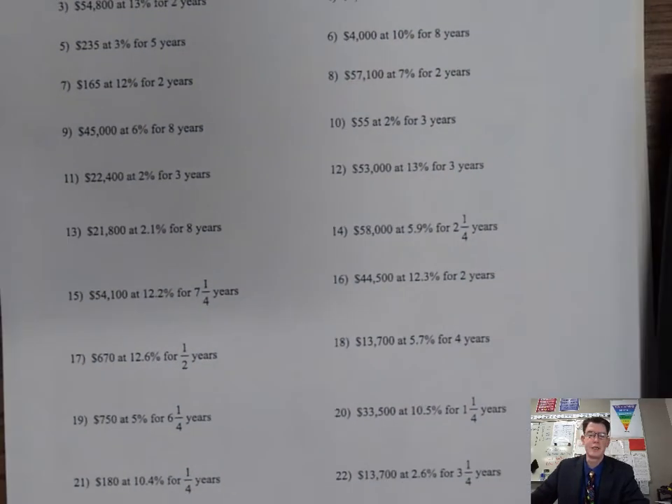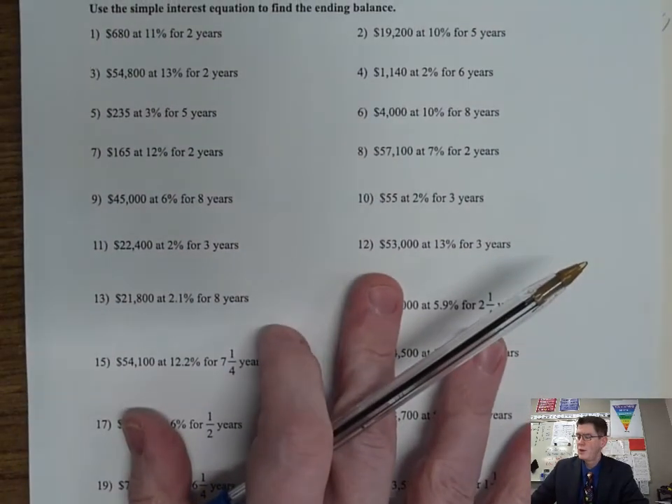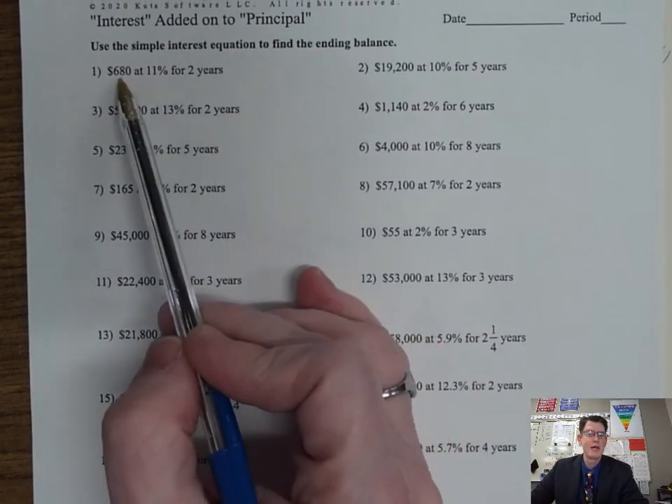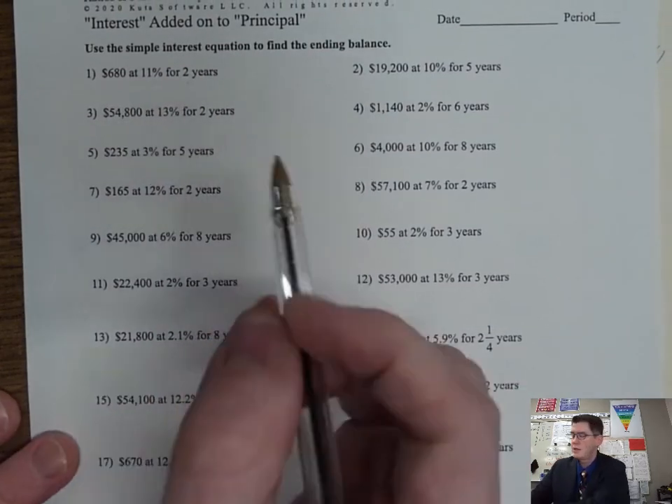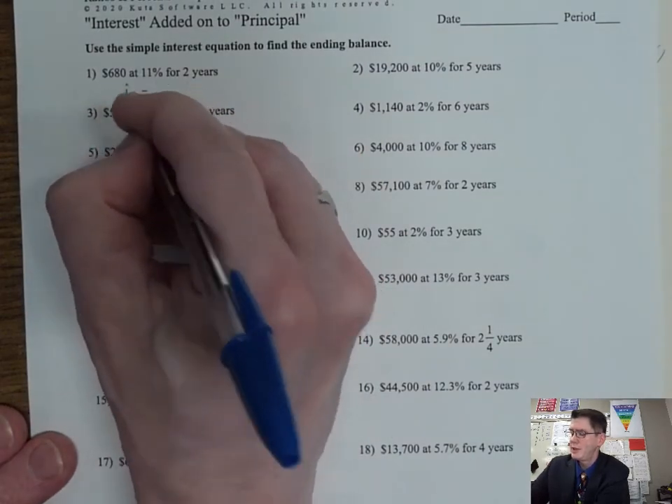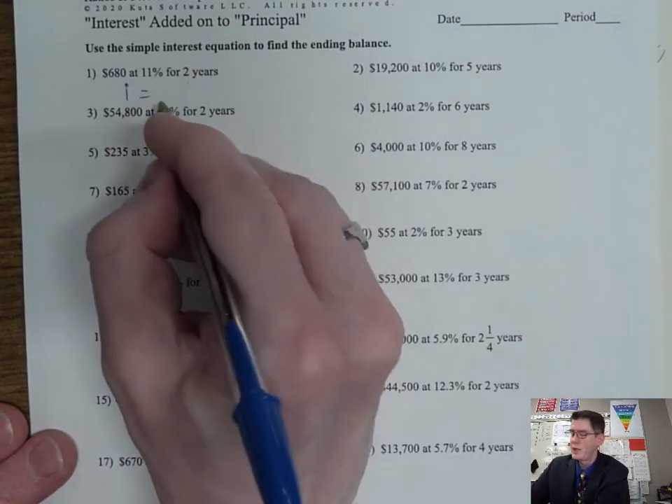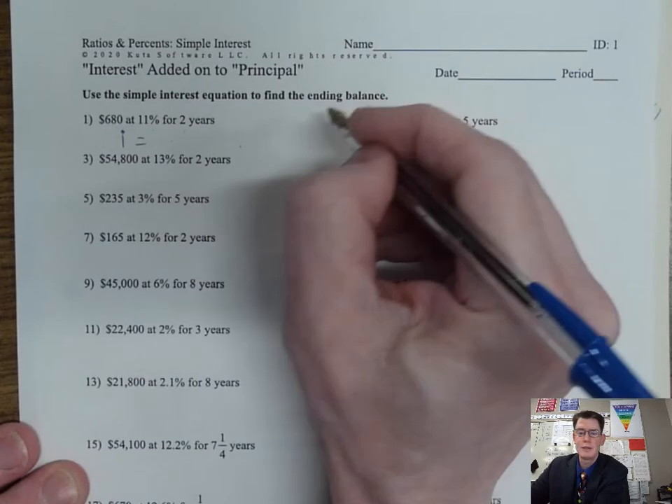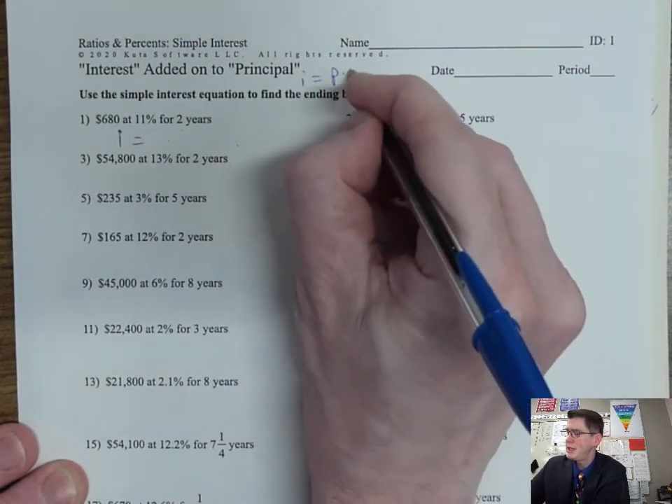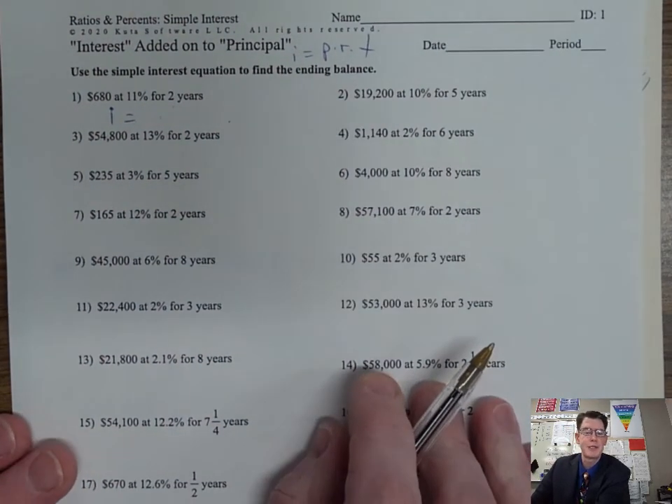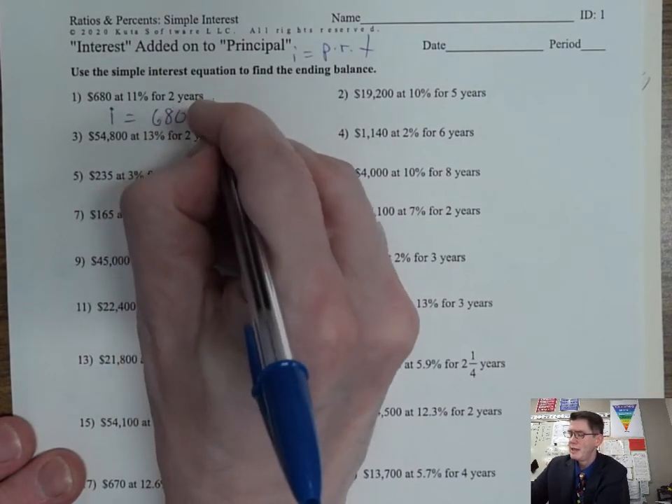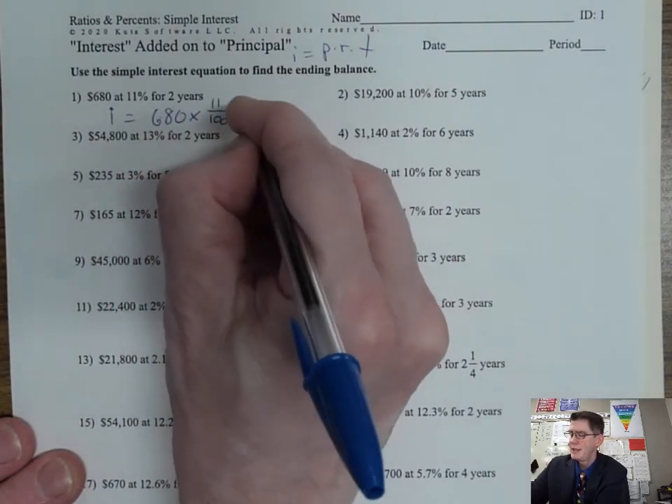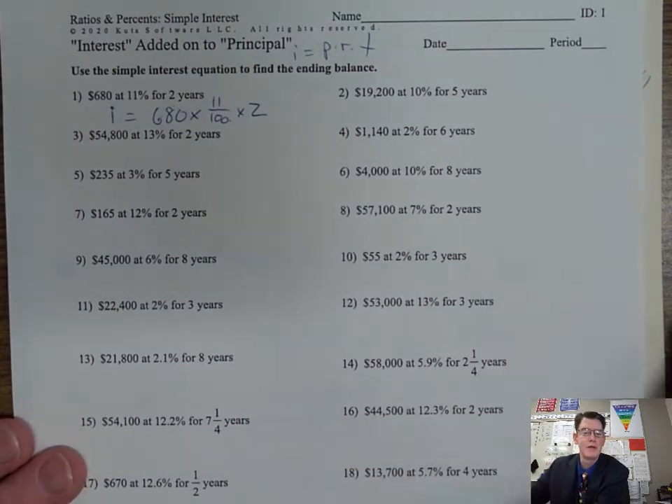So here's an example. What if you borrowed $680 at 11% for 2 years? Well, the interest is going to be PRT. I is the P times the R times the T. It's the IPRT. So it's the 680 times 11% times the number of years.